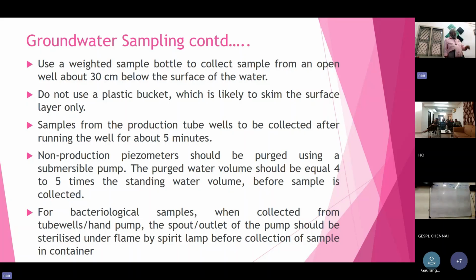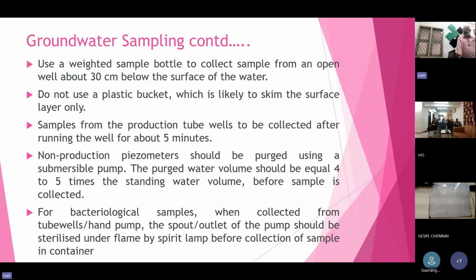So you have to collect water from a little below the surface, because in the upper layer the iron content will be in the ferric state, Fe3+. But in the lower layer it will be in the ferrous state, and it will be a green color. So it will not give a representative sample. Therefore, use the weighted sampler in open wells also.